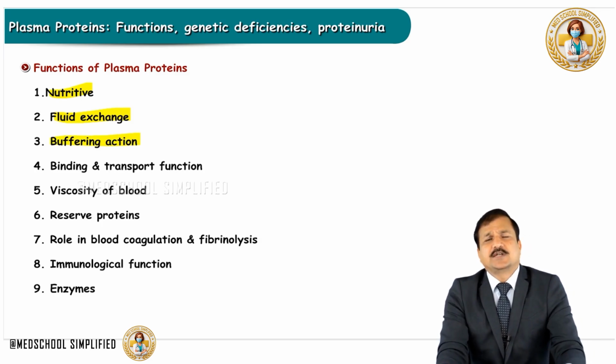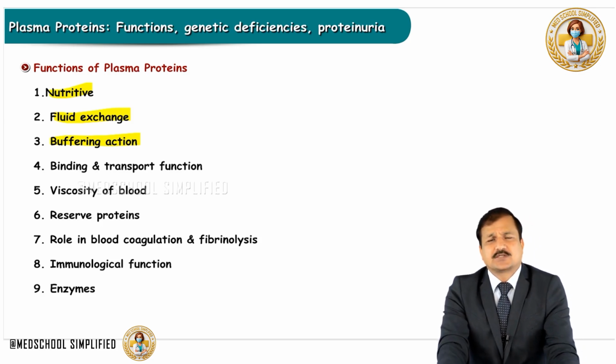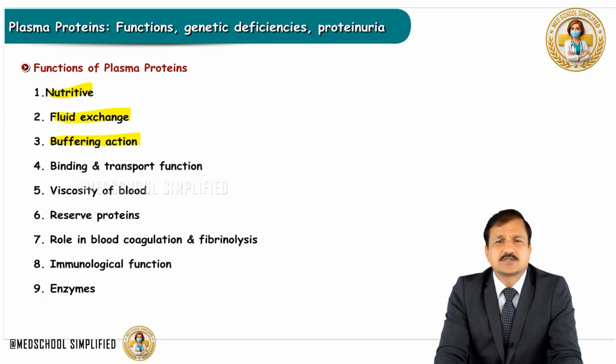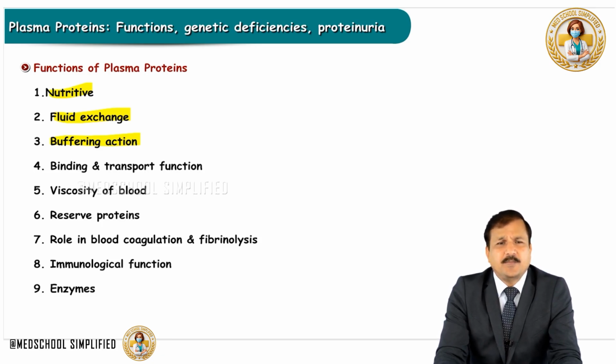Proteins being present in the plasma, whenever there is an alteration in the pH, that is the proton concentration, proteins will act as acceptors or donors of protons and thereby buffer the change in the pH.